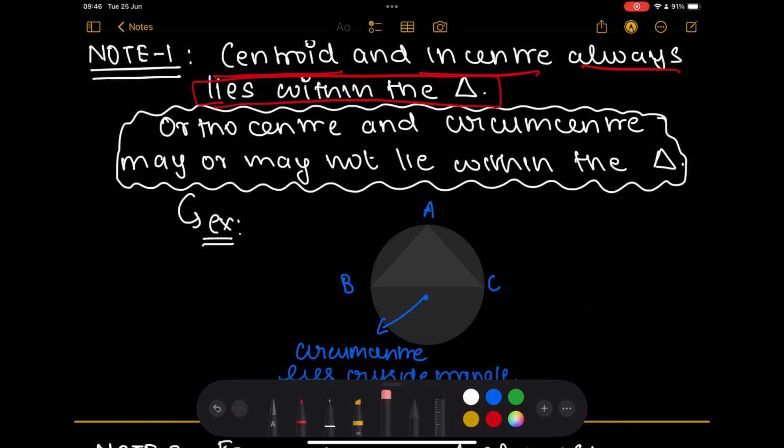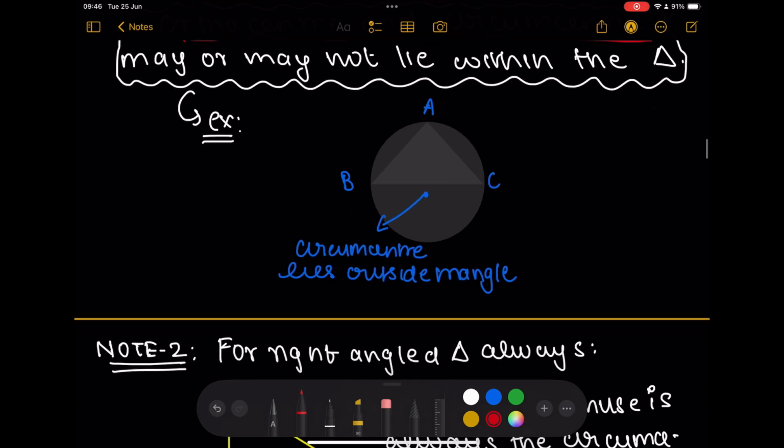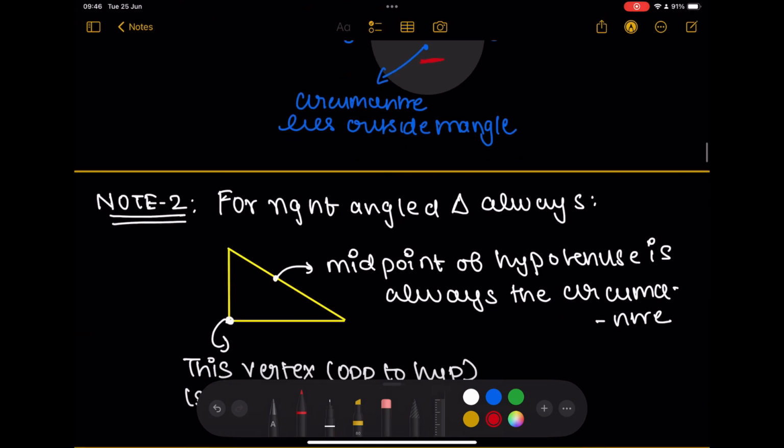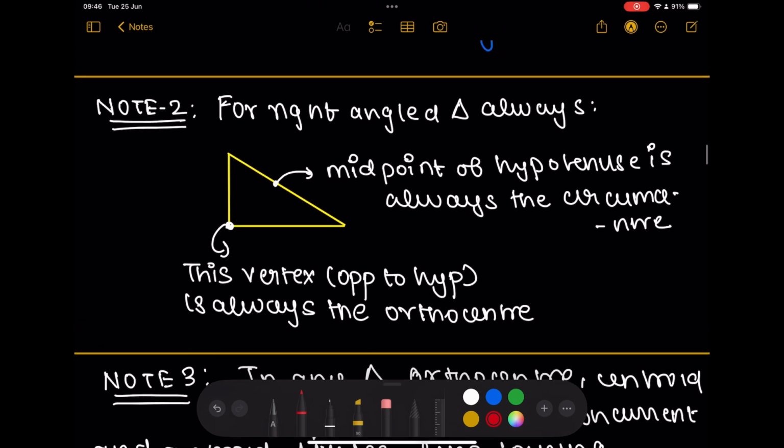But that is not the same for circumcenter or orthocenter. Orthocenter or circumcenter, they may or may not lie within the triangle, right? For example, in this case, you see, this is a circumcenter. The circumcenter is lying outside the triangle, right? This is a very important point that you must know.